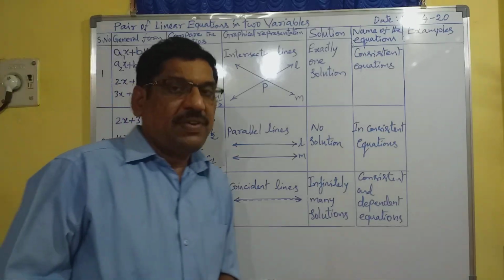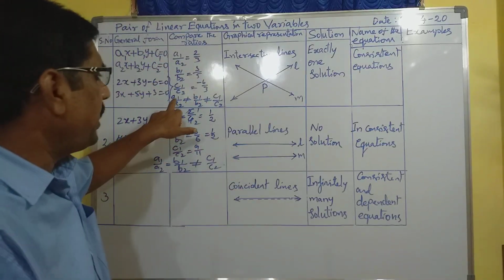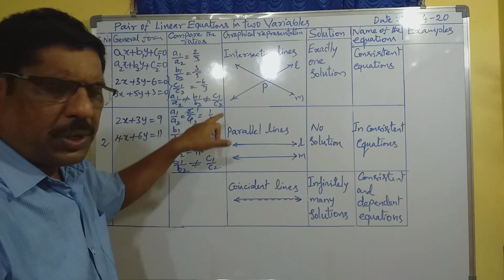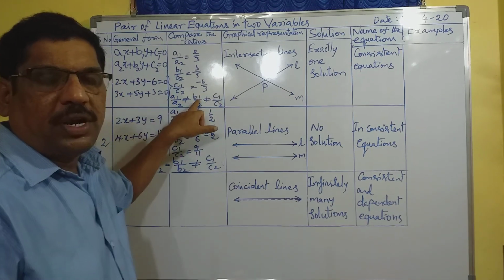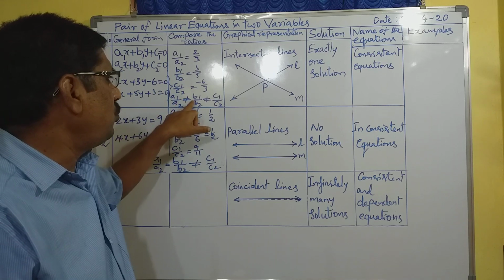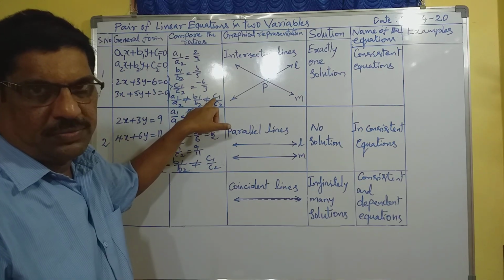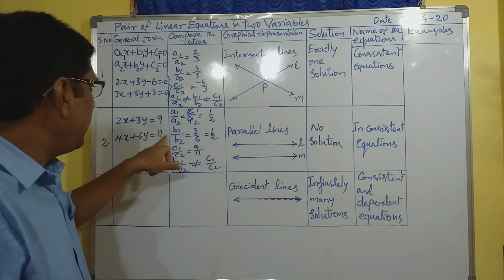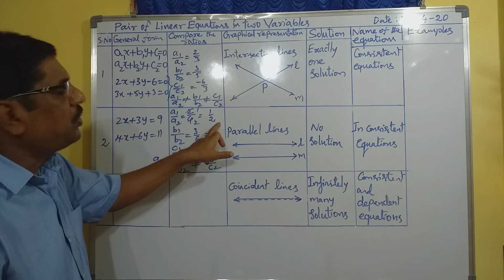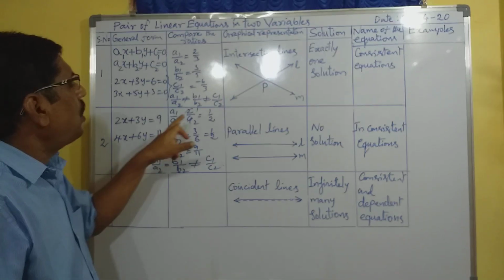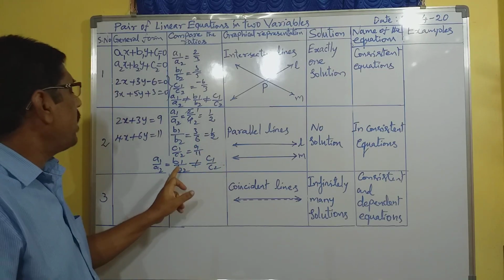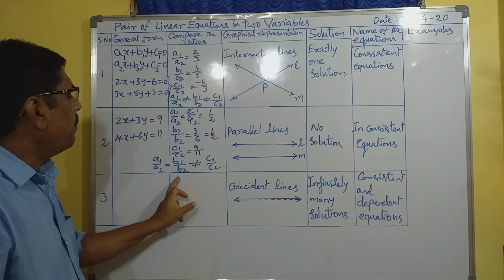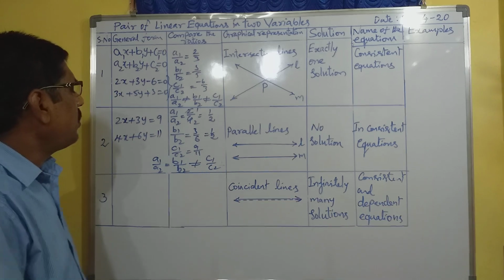In the previous case, in the above case, we get all are not equal to each other. a1 by a2 is not equal to b1 by b2, and these two are not equal to c1 by c2. So we get intersecting lines. Now in this case, a1 by a2 is 1 by 2, b1 by b2 is also 1 by 2. So a1 by a2 is equal to b1 by b2, that is not equal to c1 by c2.